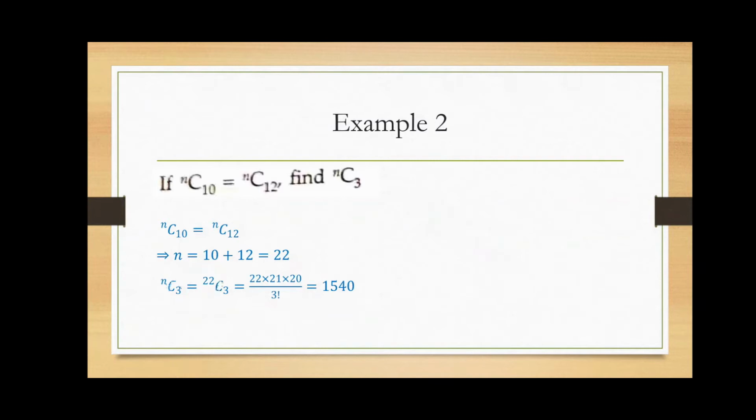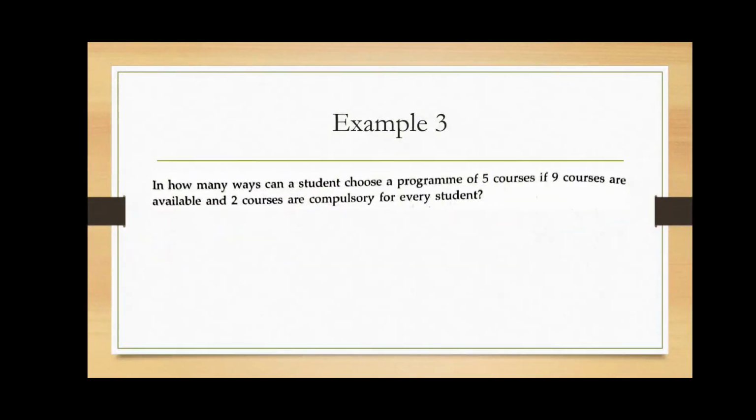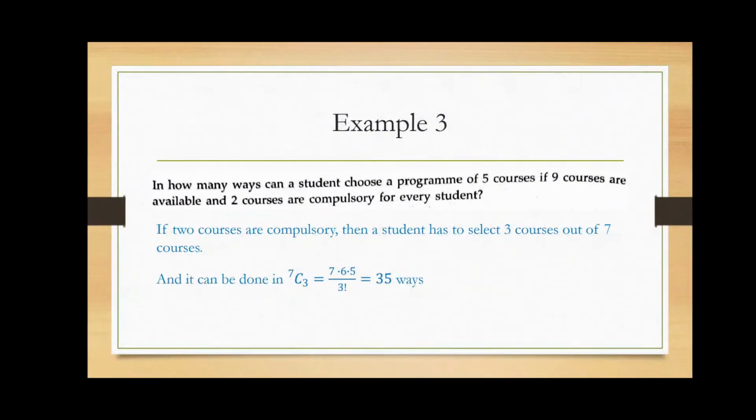Fine. Now let us move to number 3. In how many ways can a student choose a program of 5 courses if 9 courses are available and 2 courses are compulsory for every student? As you can see, 2 courses are compulsory, so those 2 courses have to be there, and you have to choose the rest of the 3 courses from 7 courses. So therefore, you can do it in 7C3 ways, and that is 7 into 6 into 5 by 3 factorial, and that is 35 different ways.